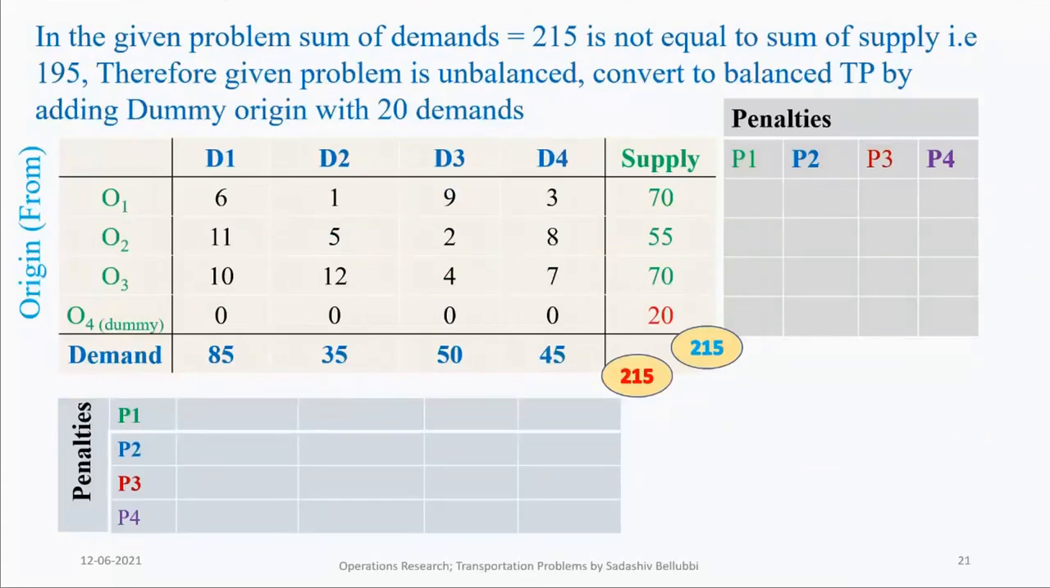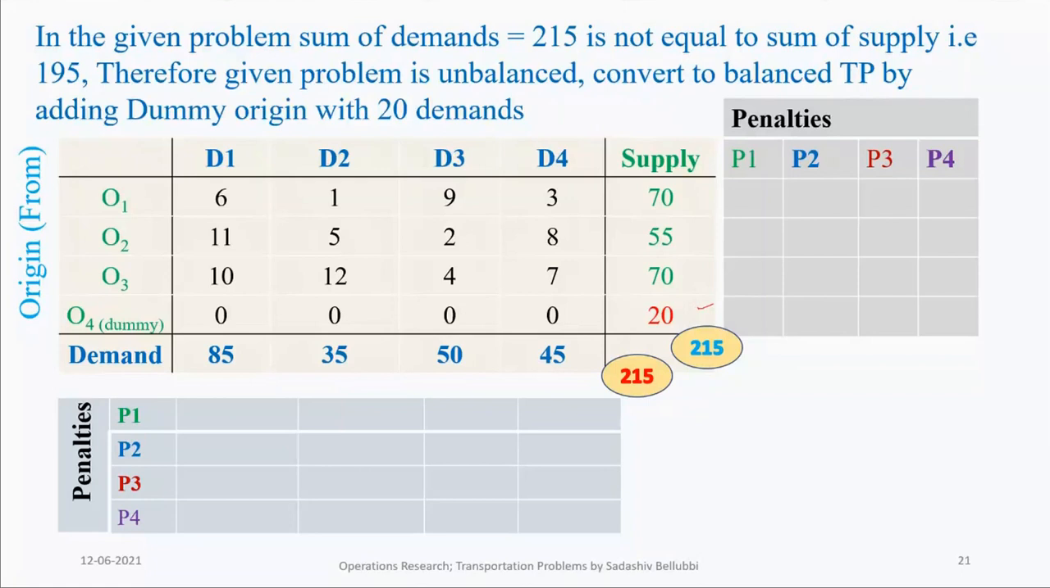In the given problem, the sum of demand, 215, is not equal to the sum of supply, that is 195. Therefore, the given problem is unbalanced. Convert this unbalanced problem into a balanced transportation problem by adding a dummy origin with the 20 supply. This is the way we need to convert an unbalanced problem into a balanced transportation problem. Now, as we want to solve by the VAM method, which is also called the penalty method, origin 4 is added here.